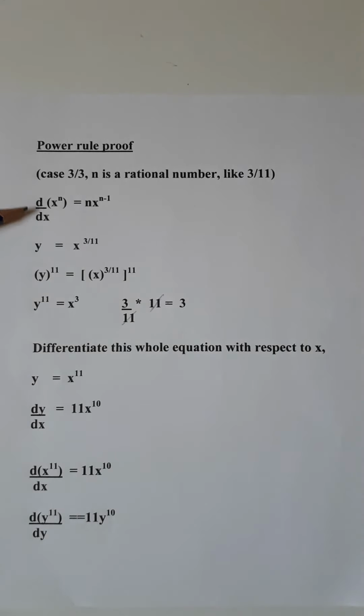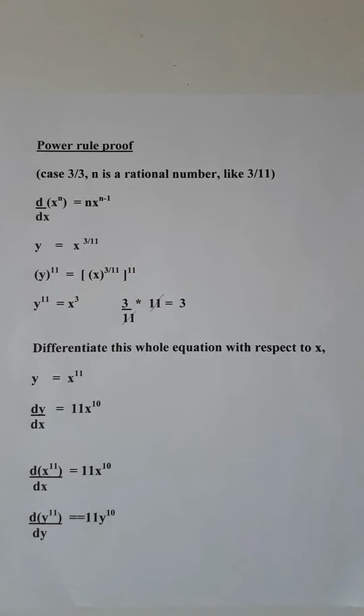Power rule means the differential coefficient of x to the power n is equal to n multiplied by x to the power n minus 1. In case 1 and 2, we showed that it is going to be true when n is a positive integer, and in case 2 when n is a negative integer.